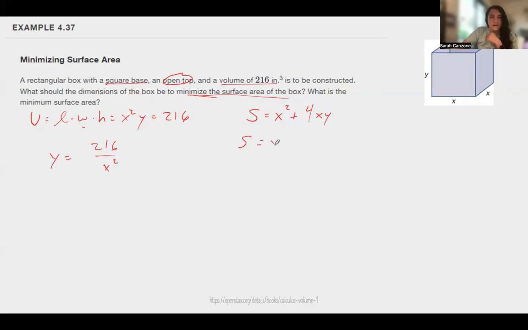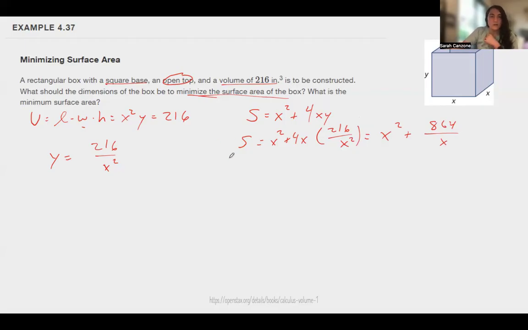So S is x squared plus 4x times 216 over x squared, which, I'm going to cover the little diagram now, if we rewrite this, is the same as x squared plus, this x will cancel out one of these. And then if you multiply the 4 into the 216 up here, we get 864 over x.